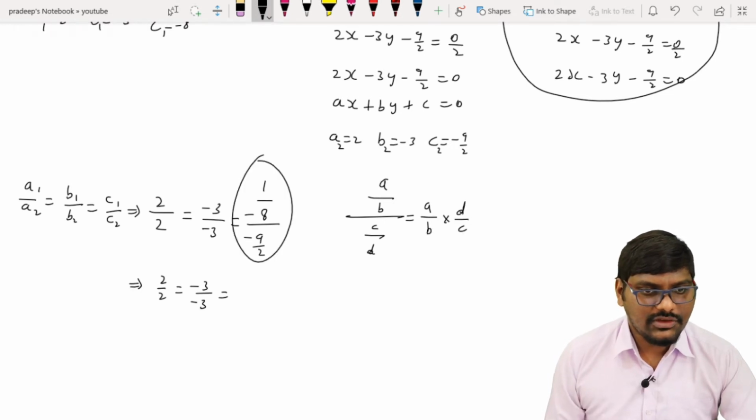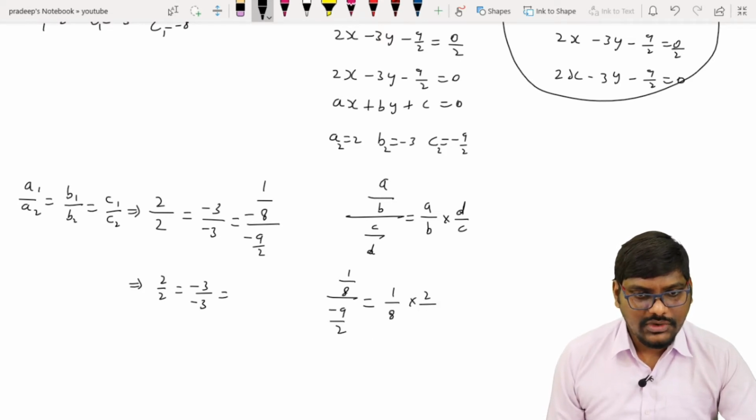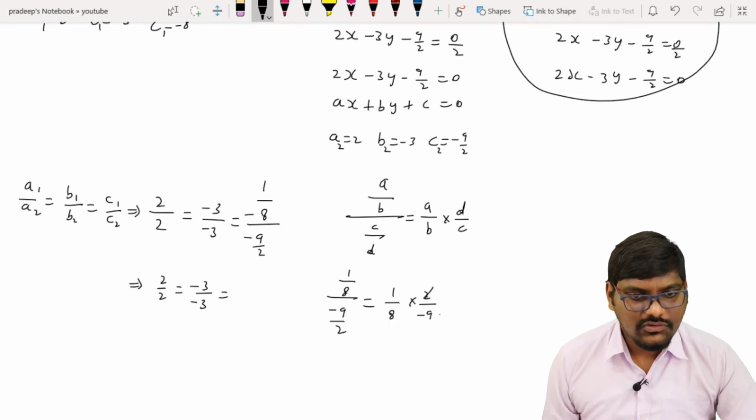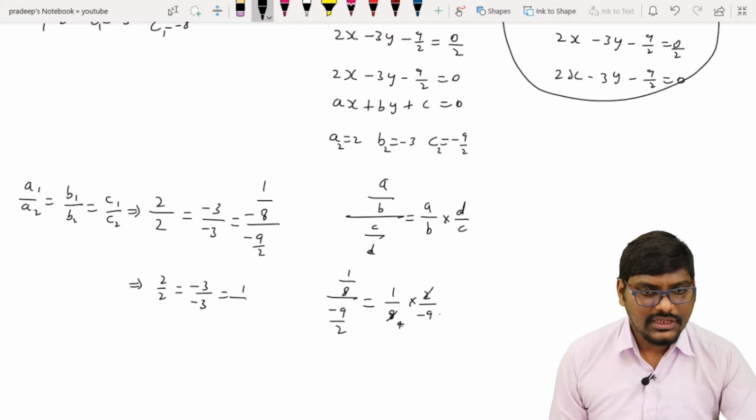In the same way, this also I am writing in the form of 1 by 8 minus 9 by 2. So I can write this as 1 by 8, and the 2 goes up, that is 2 by minus 9. Got it? So I can cancel: 2 ones are 2, 4 twos are... So I'll be getting 1 by 9, 4 nines are 36.